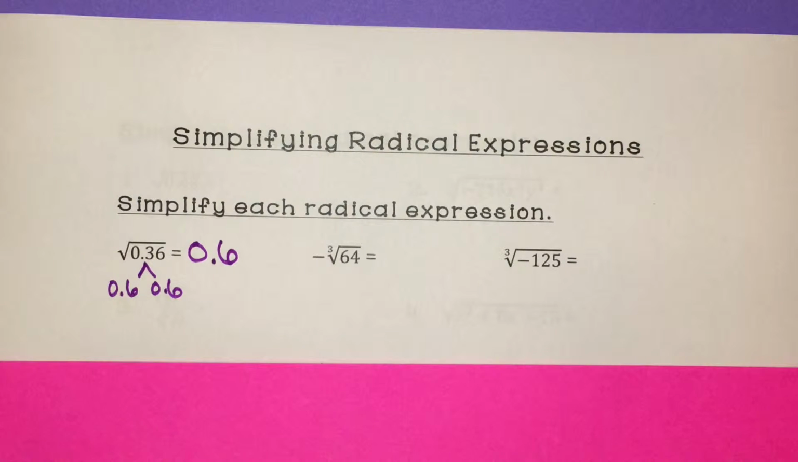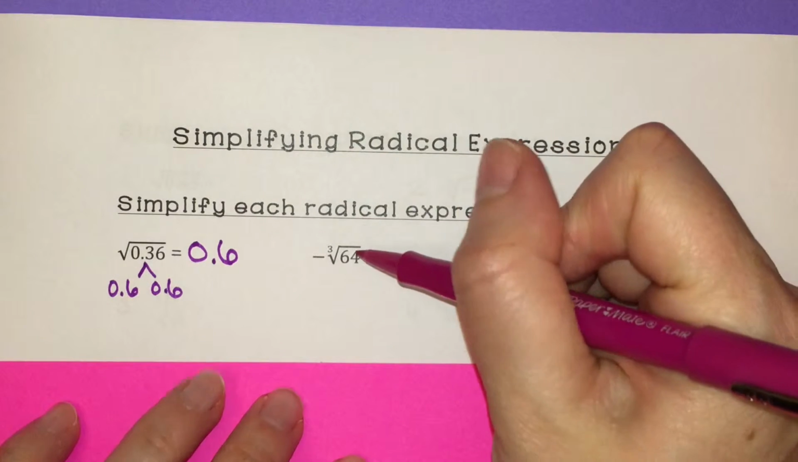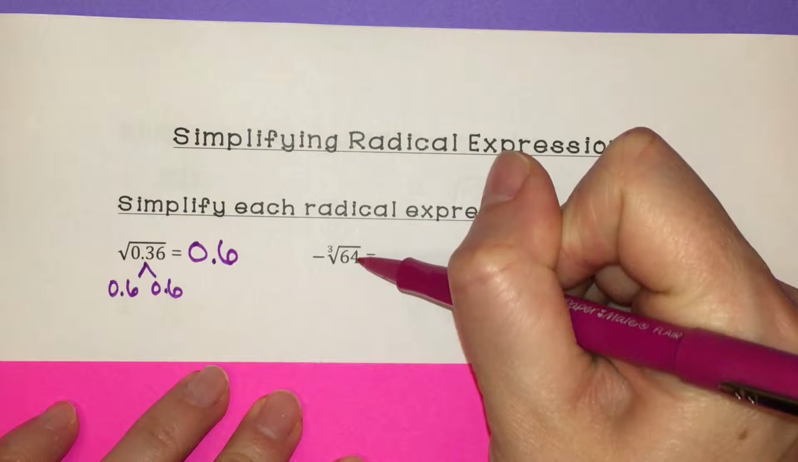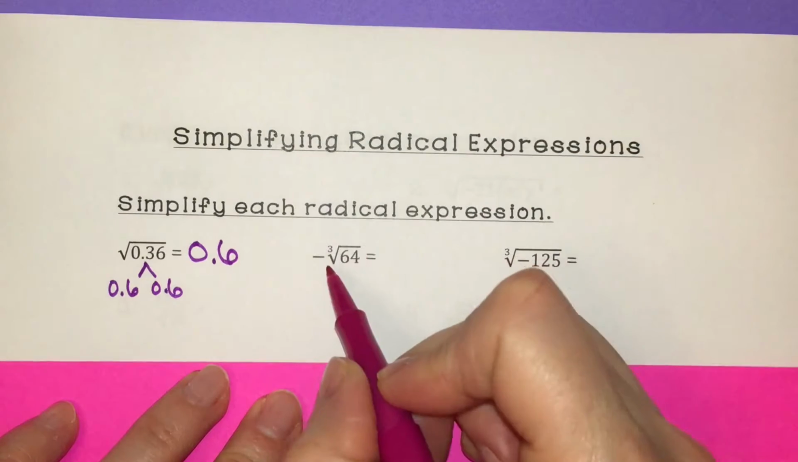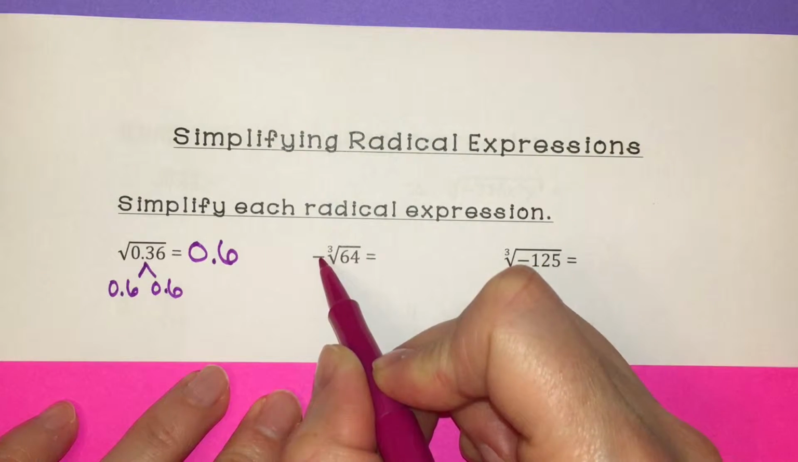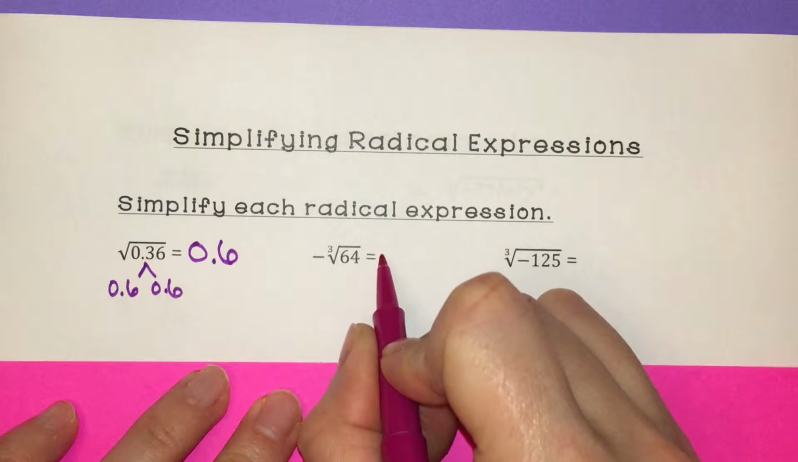All right, the next one is a cube root. So that means figure out what multiplied by itself 3 times is 64. But you notice there's a negative on the outside. That means my answer is automatically negative.